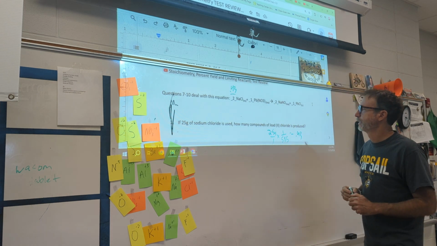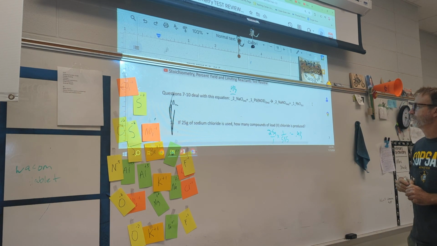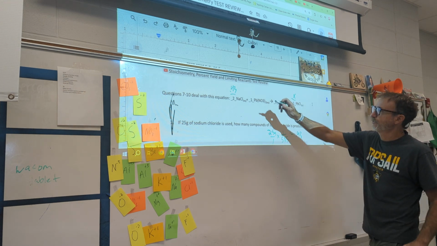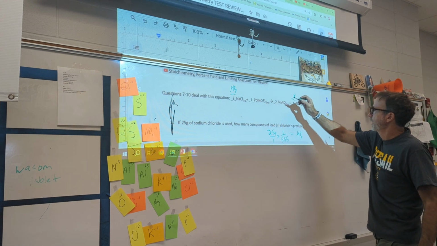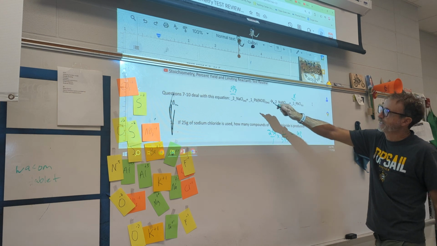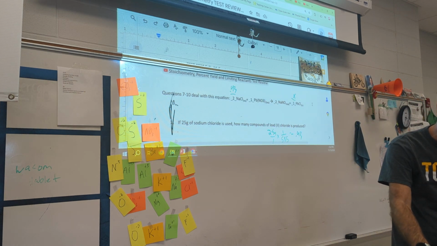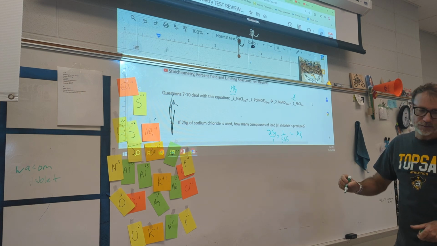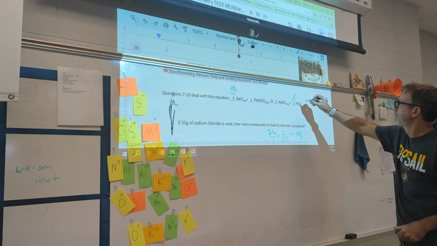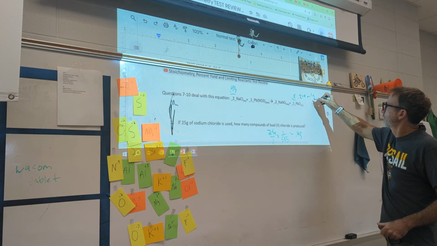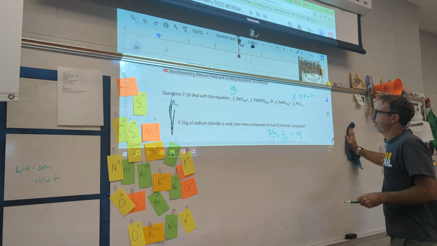0.43. How many compounds of lead-2 chloride is produced? Well, we have to solve for moles first. 0.43 is to 2 as x is to 1. I've already got this number in my calculator, so I'm just going to hit divided by 2. And I get 0.214 moles. So now we can figure out how many compounds that is.